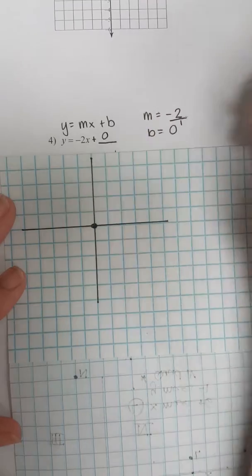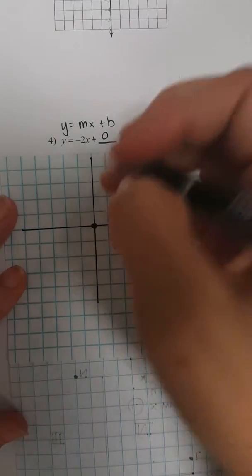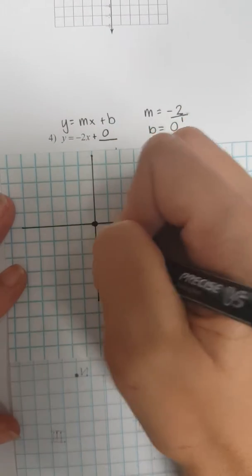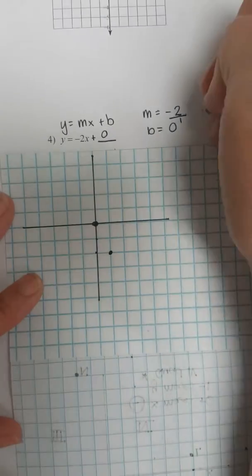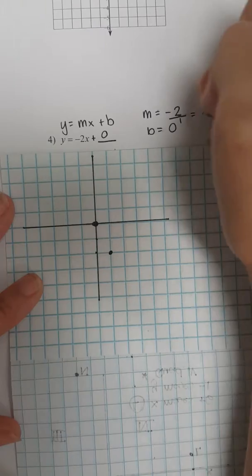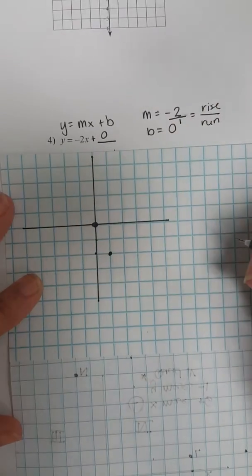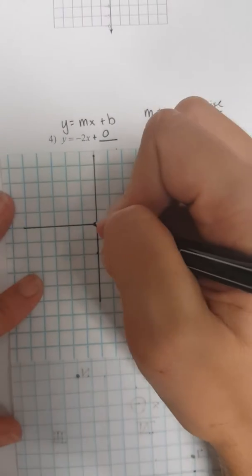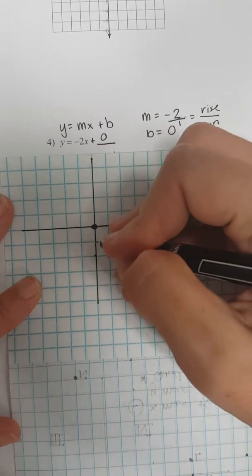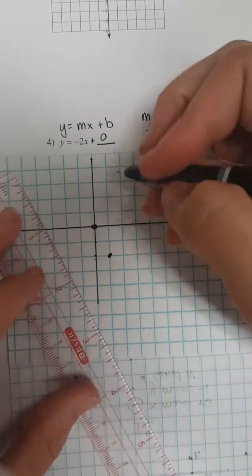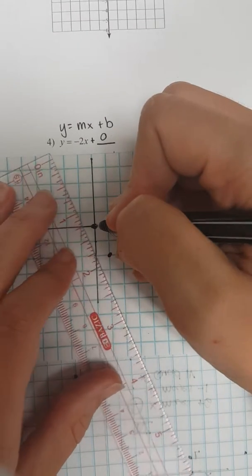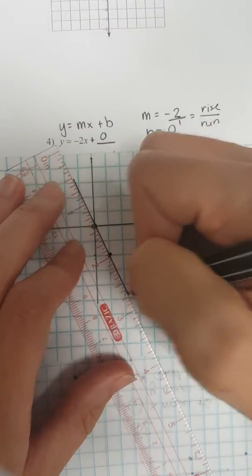Then from the y-intercept that I just drew, I'm going to do -2. Since it's not a fraction, it's going to be over 1. So I'm going to go -2 over +1. I'm going to go positive for the run, because remember, it's rise over run. So I started at my y-intercept, I went -2 and +1, and then I put my point there. And now I connect my line.